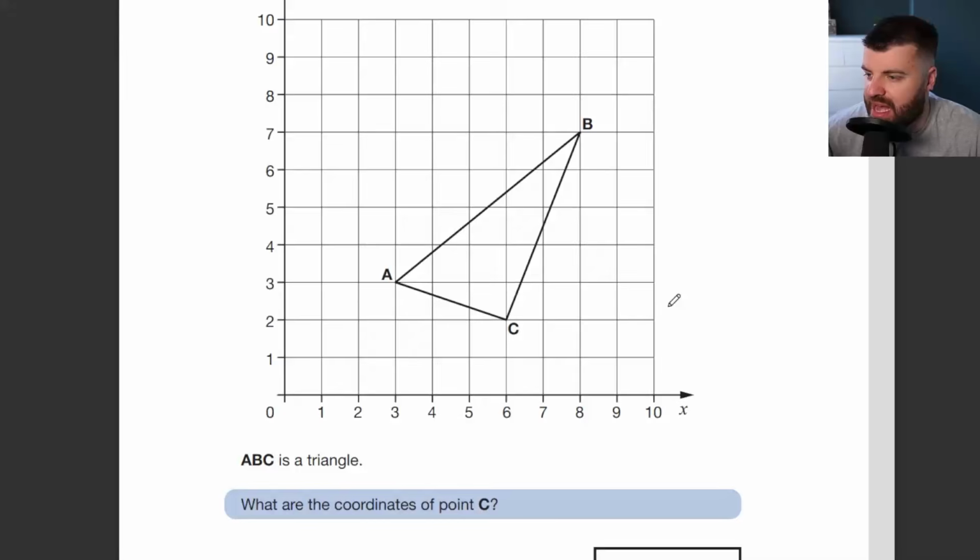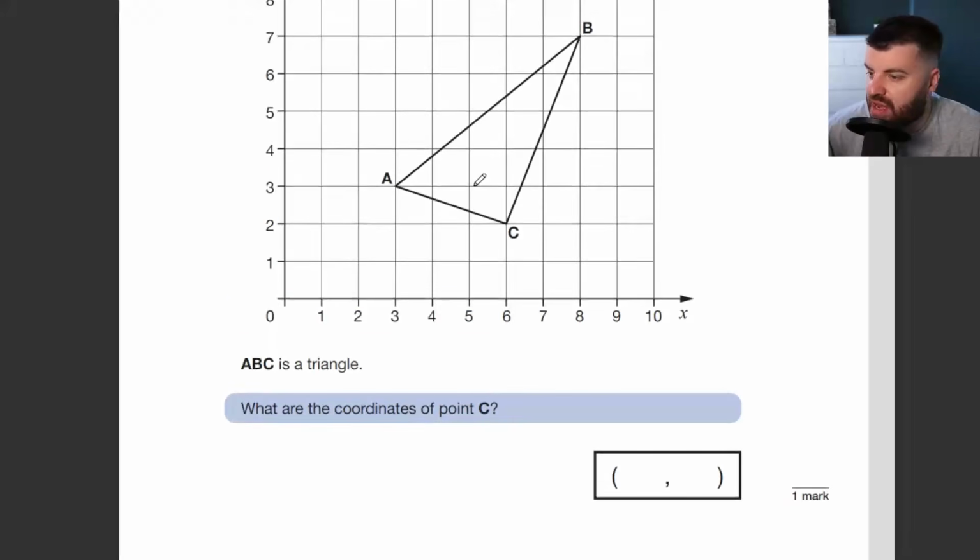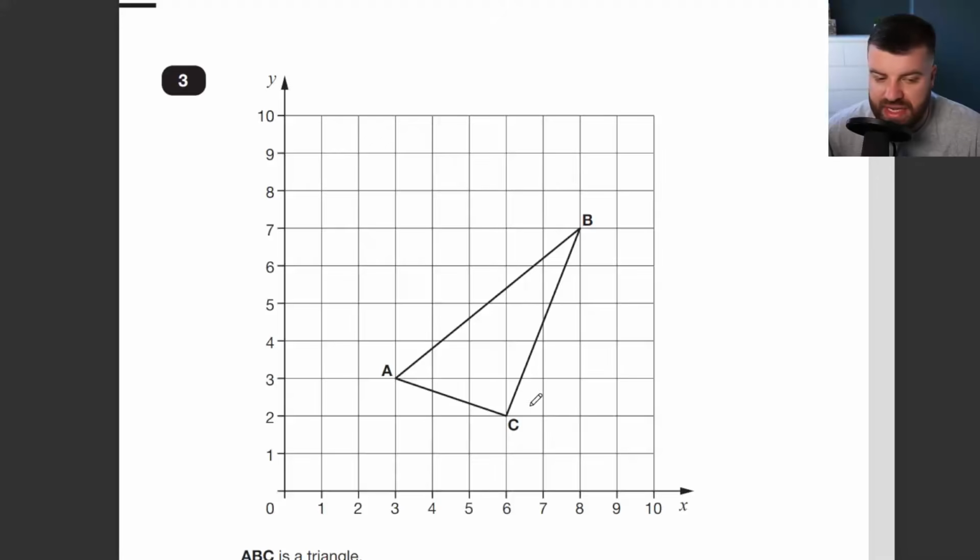Question 3, we have coordinates with a triangle that's been plotted here. Let's look at the question. ABC is a triangle, we can see that. What are the coordinates of point C? A simple reading of coordinates.